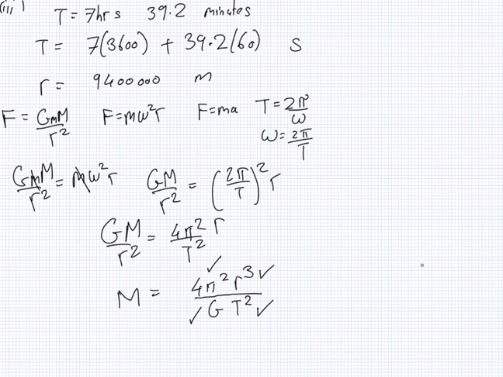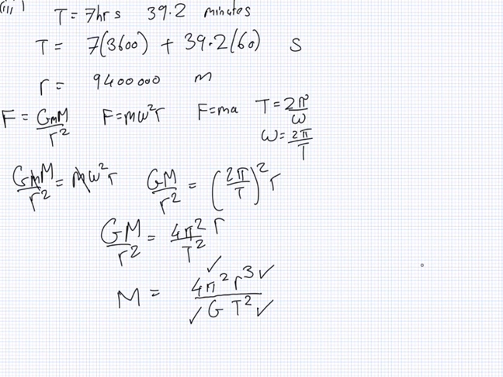So 4 pi squared times R cubed, and the radius is 9400000 to the power 3, all over G, 6.67 times 10 to the minus 11, times the time squared in seconds, and the time is 7 times 3600 plus 39.2 times 60.